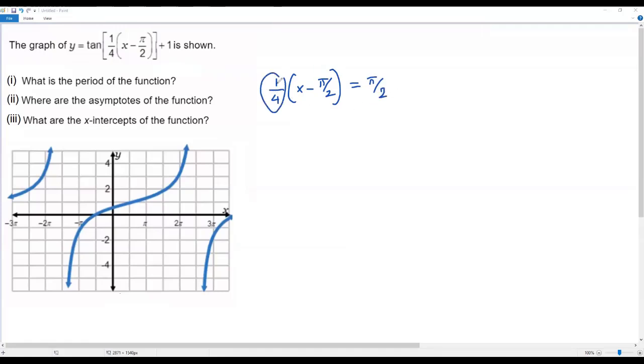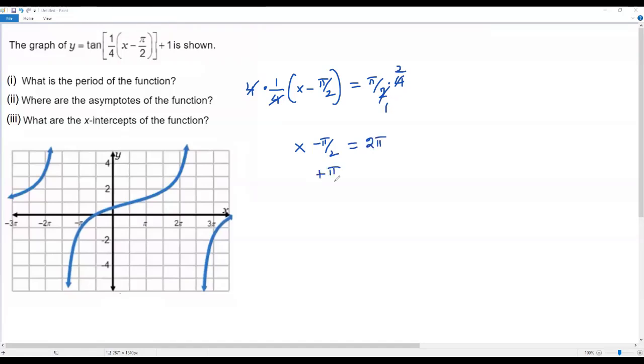For that, first we have to get rid of this 1 over 4. That means particularly we have to get rid of this denominator 4. For that, I have to multiply both sides by 4. This 4 will cancel out. I'm just getting 1 times (x minus pi over 2) equals, 2 goes into 2 one time, 2 goes into 4 twice, so I'm just getting 2 pi.